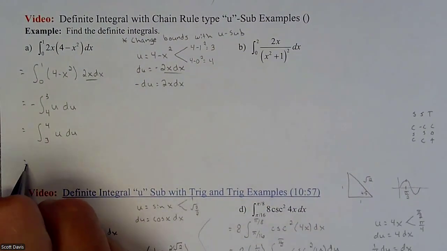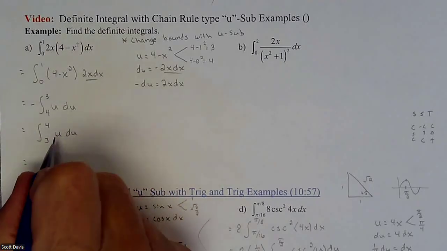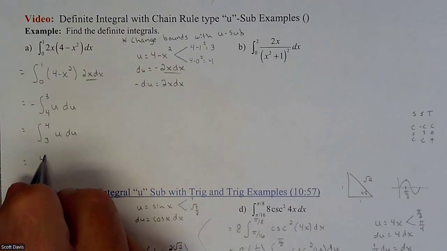All right. So if I do this and I leave my bounds, I'm going to put everything in terms of u. I'm going to do adding my power, dividing my power.